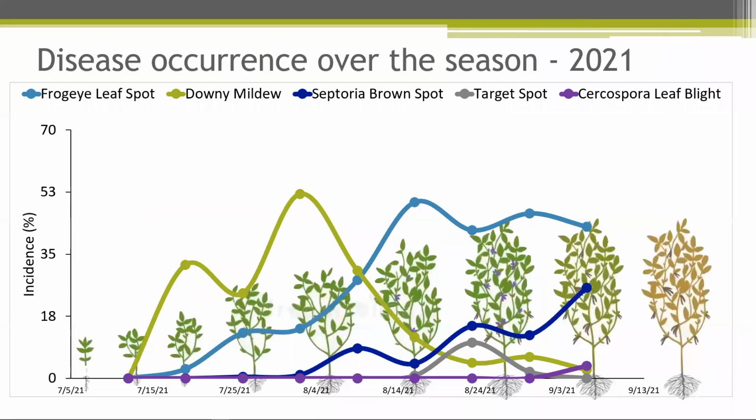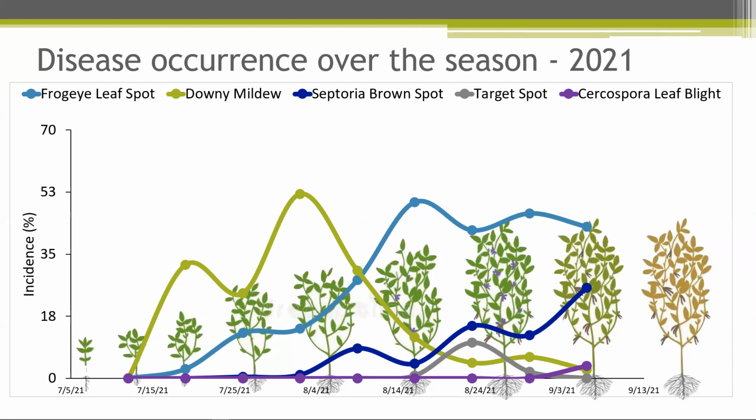To give you an idea here in Tennessee, what diseases and levels, or the incidence, we can find across the season. Starting about mid-July, we might still have some downy mildew out in the fields, but as we warm up considerably more across the season, our downy mildew plays out and is really not affecting our yield at all. That's when our frog eye leaf spot picks up, that blue line there.